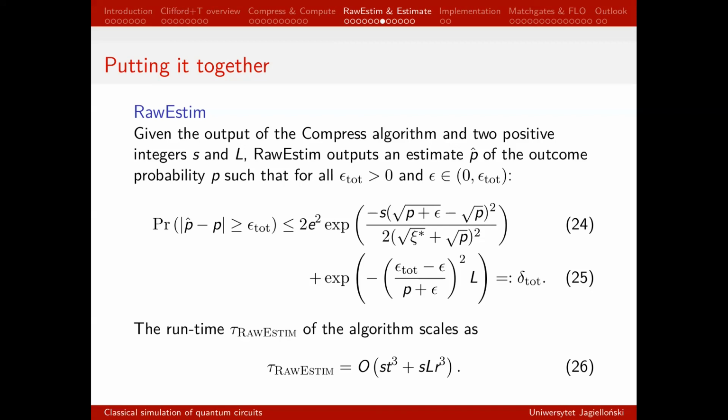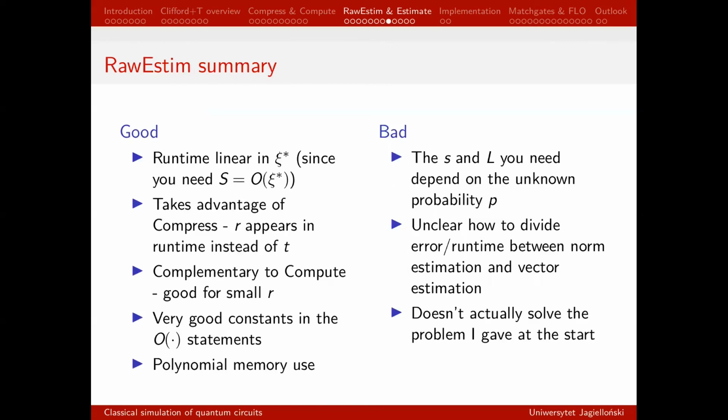I think this is where we were approximately one year ago with our work, maybe 13 months ago. And we were, to be honest, quite happy with this. But here I'm going to summarize. This raw estimate algorithm I gave has some good and bad features. The really good feature, the one I want to emphasize, is the runtime is linear in psi star. This is a massive deal. There were previous algorithms which were quadratic in psi star. And since psi star is essentially exponential, being quadratic in an exponential is really bad. Being linear in an exponential is also really bad, but it's slightly less bad.